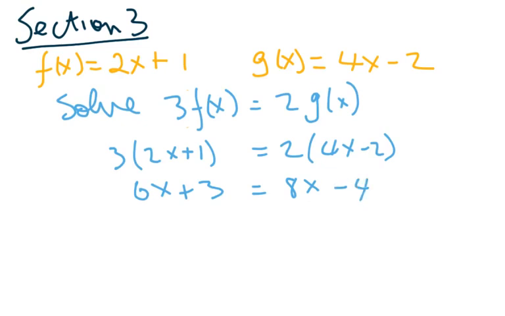Get all my x's onto one side. I'm going to take the 6x across. It's going to give me 2x left over here. I'm going to add the 4 onto both sides. It's going to give me 7 over here. So x is equal to 7 divided by 2. So I solved that one.